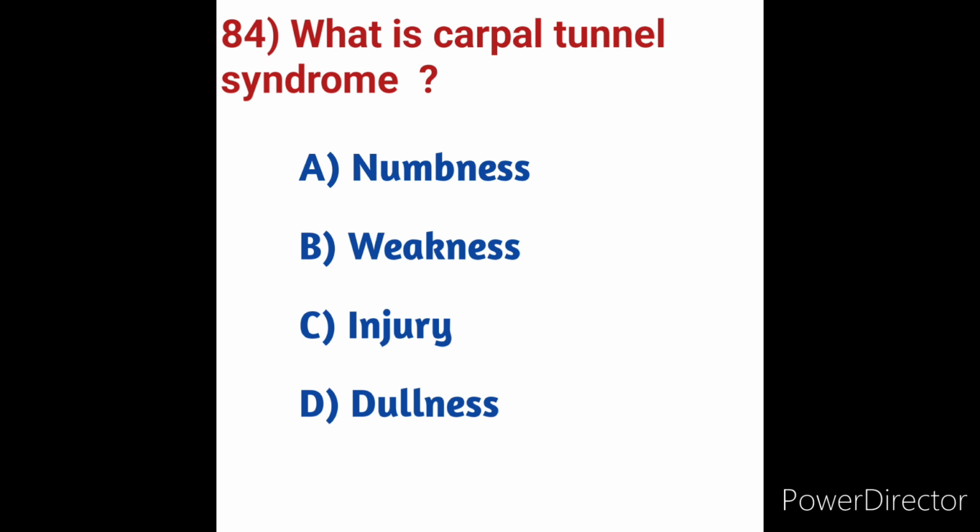So here the patient can feel the first primary symptom is numbness, weakness, pain in the hands and wrist, and fingers may become swollen and useless. So here in these options, option A, numbness, is the correct answer. The most primary symptom for this condition is numbness. Next we will move on to question number 85.